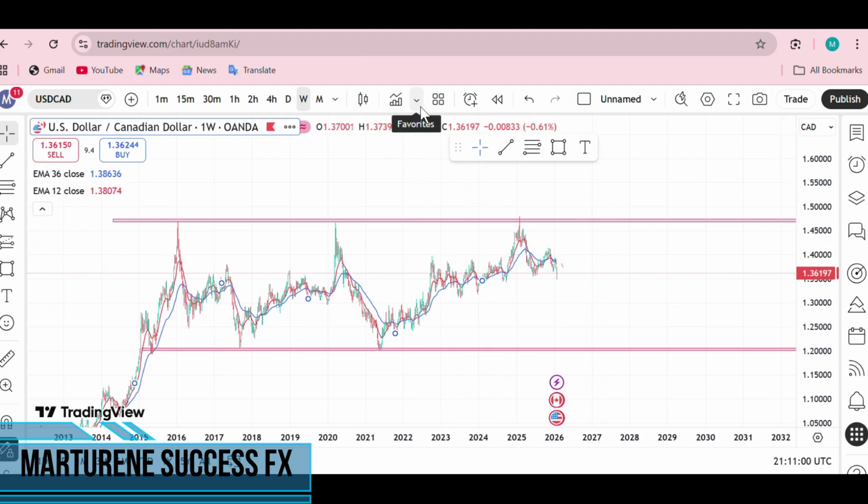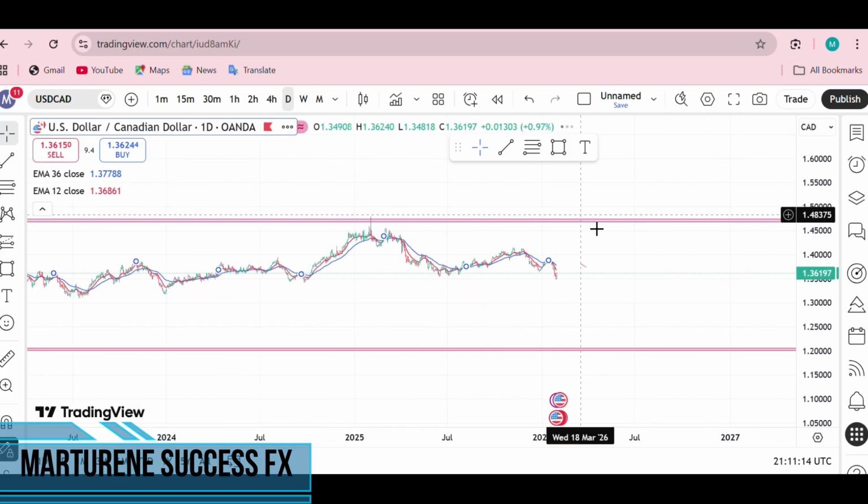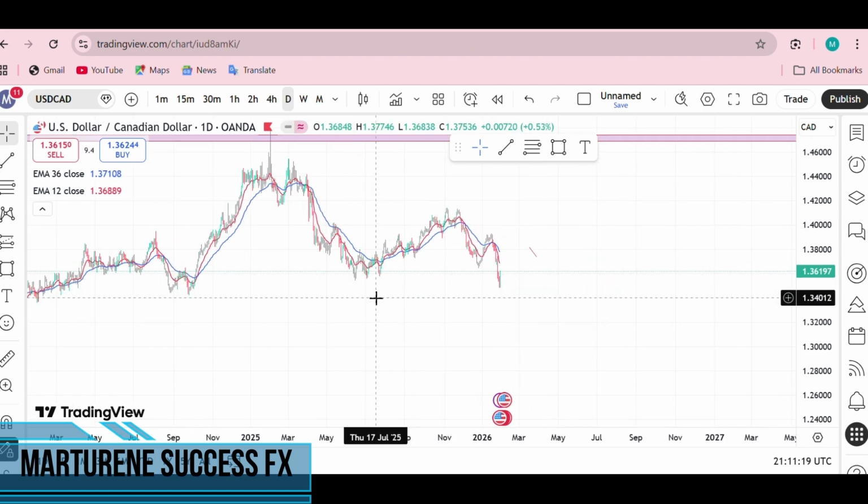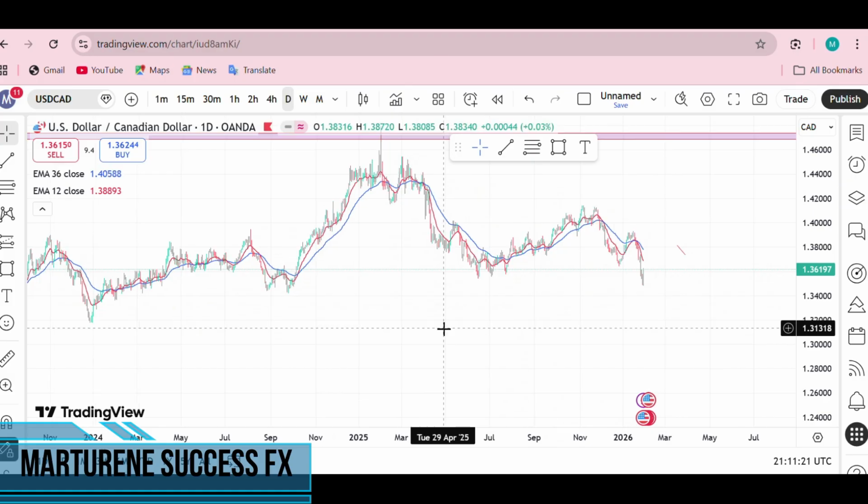Let's go now to the 1 day. We don't trade the higher time frame. We just do analysis and see where the market is heading. Then we break it down now to the 1 day time frame and see the immediate thing that is happening.